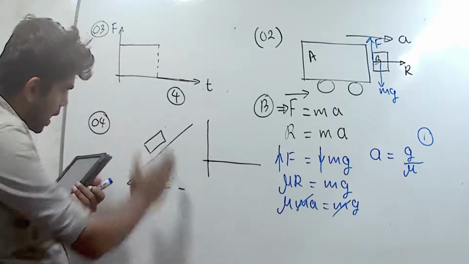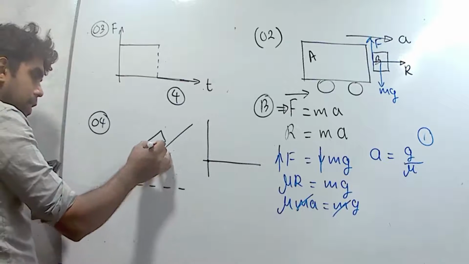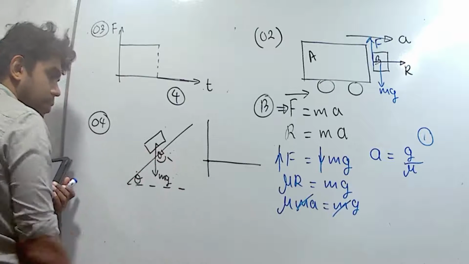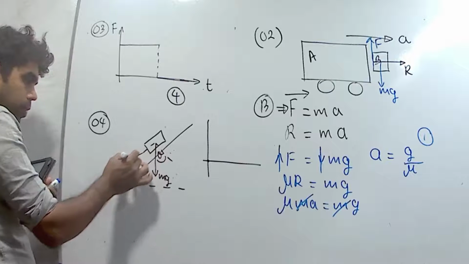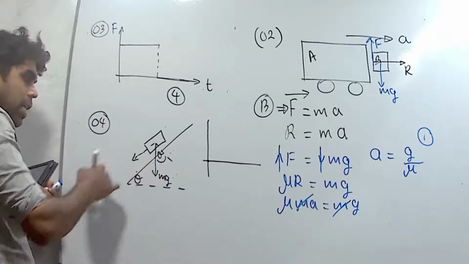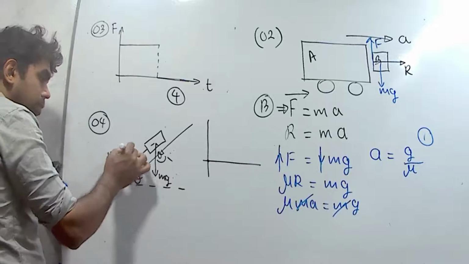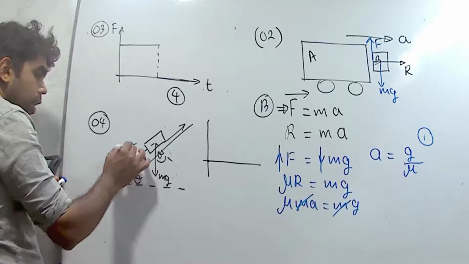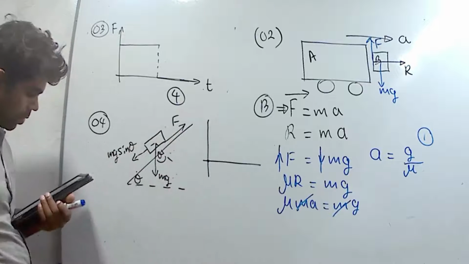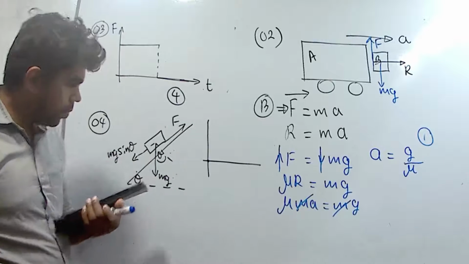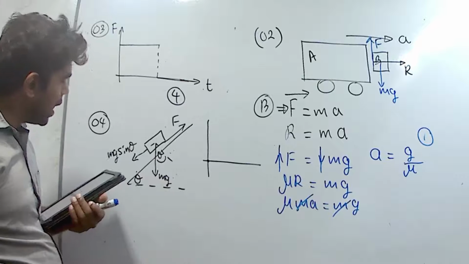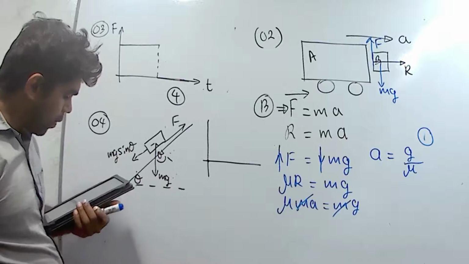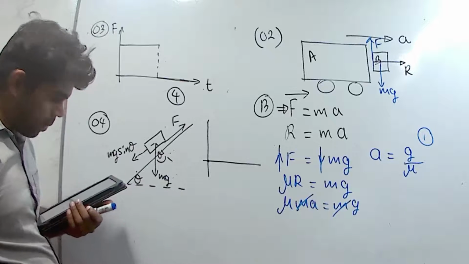When increasing this angle, we know that weight is mg and this angle is theta. Therefore, the weight component in this direction is mg cos theta, and along the plane it is mg sin theta. It is equal and opposite to the frictional force. Now, when increasing theta, we know that sin theta also increases. Therefore, frictional force should increase.